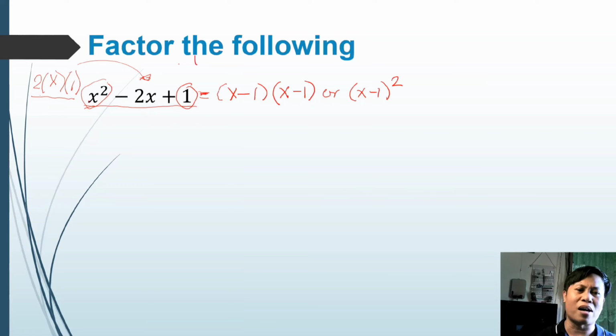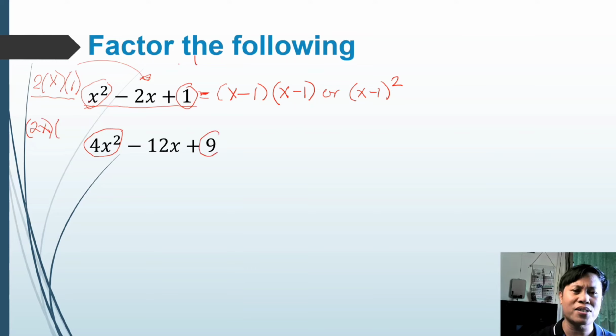And that is the factors. So, how about if we have 4x squared minus 12x plus 9? Let's see. The first term is 4x squared. What is the square root of 4x squared? 2x. So, 4x squared is a perfect square because its square root is exact.